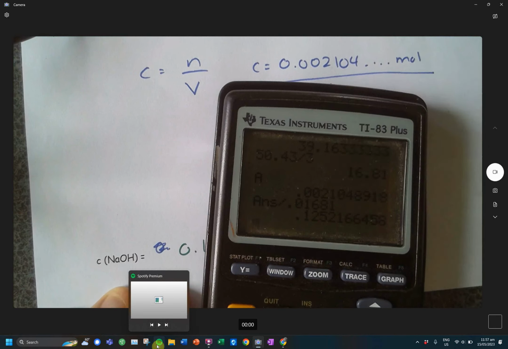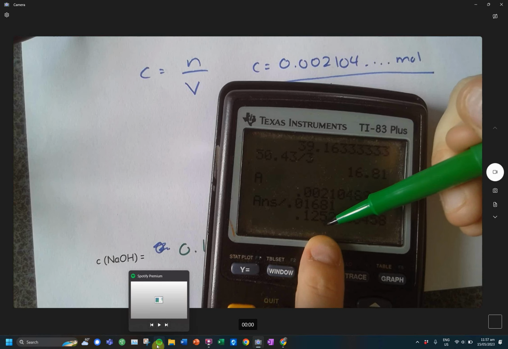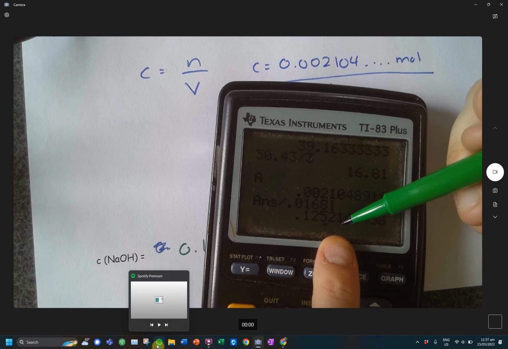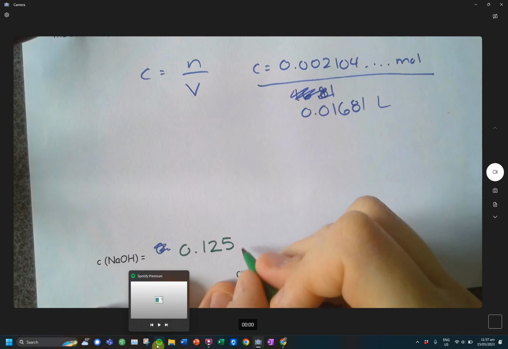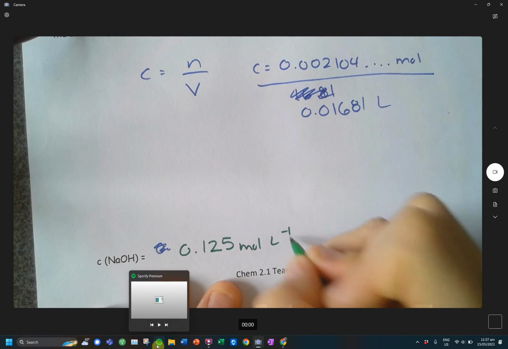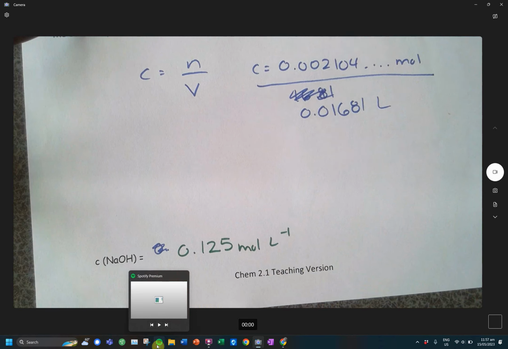0.125. And when I see that 5 over here, that's my third number. And then I go to the next number, it's 2, so I round down. And then moles per liter is my final answer. So that's what my concentration is.